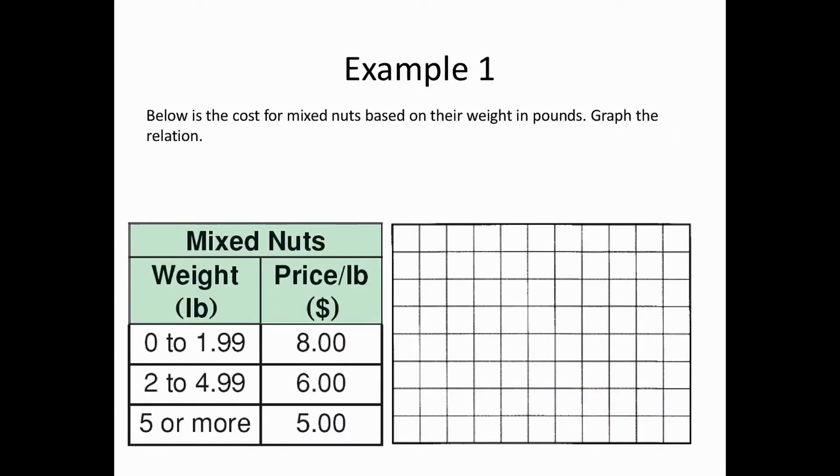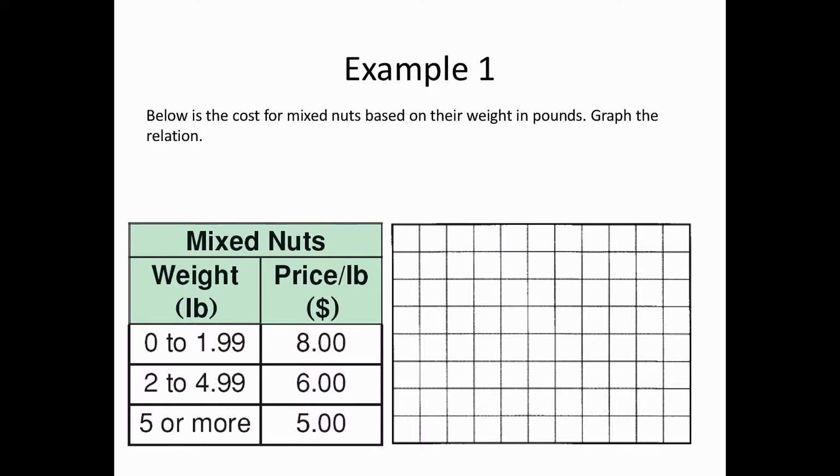So here's an example about a company that's selling food in bulk. They're selling mixed nuts, so you can just scoop them and put them into a bag. So between 0 and 1.99 pounds, it costs $8 per pound. Between 2 and 4.99 pounds, it'll be $6 per pound. If you buy 5 or more pounds, the cost goes down even further to $5 per pound.